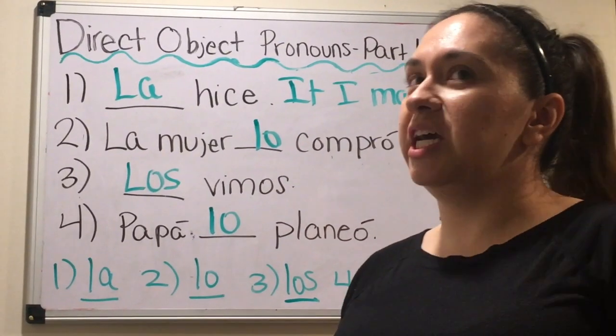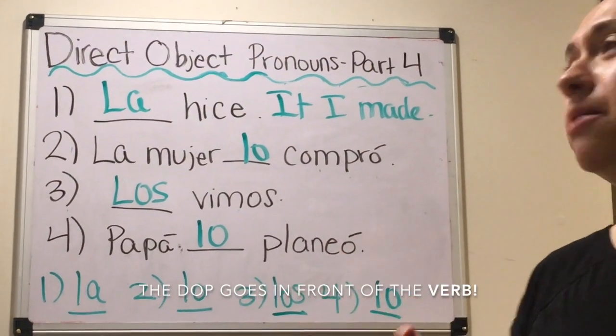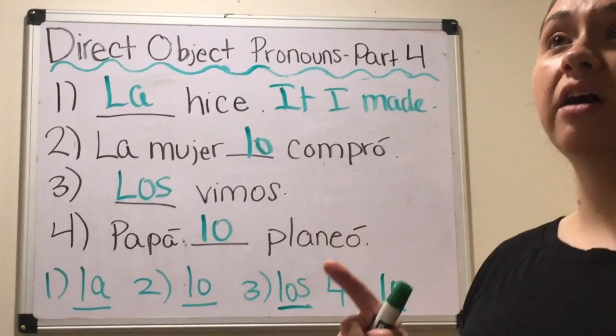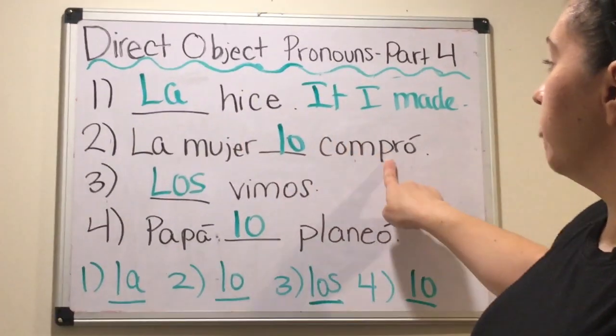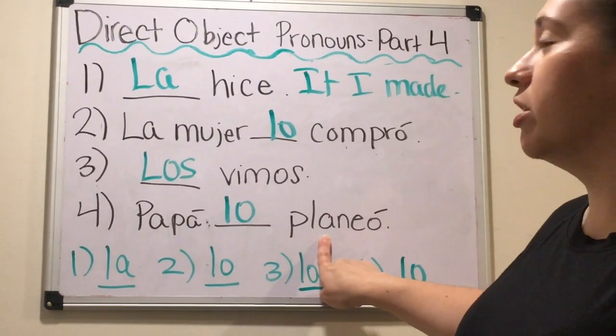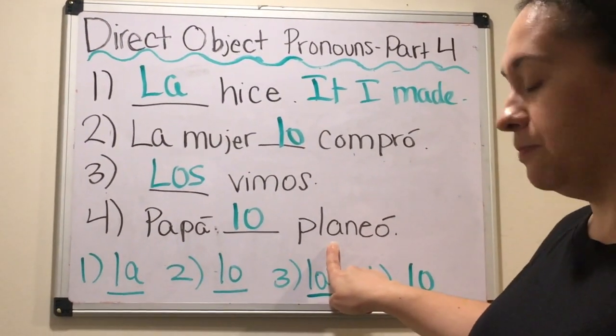Papá, it he planned. I know it kind of sounds funny, but here, basically the tip is you want to take your direct object pronoun and put it in front of the verb. In front of the verb. So notice where your verbs are. It's always going to go in front of the verb. How do you know it's a verb? It's something that's conjugated, right?